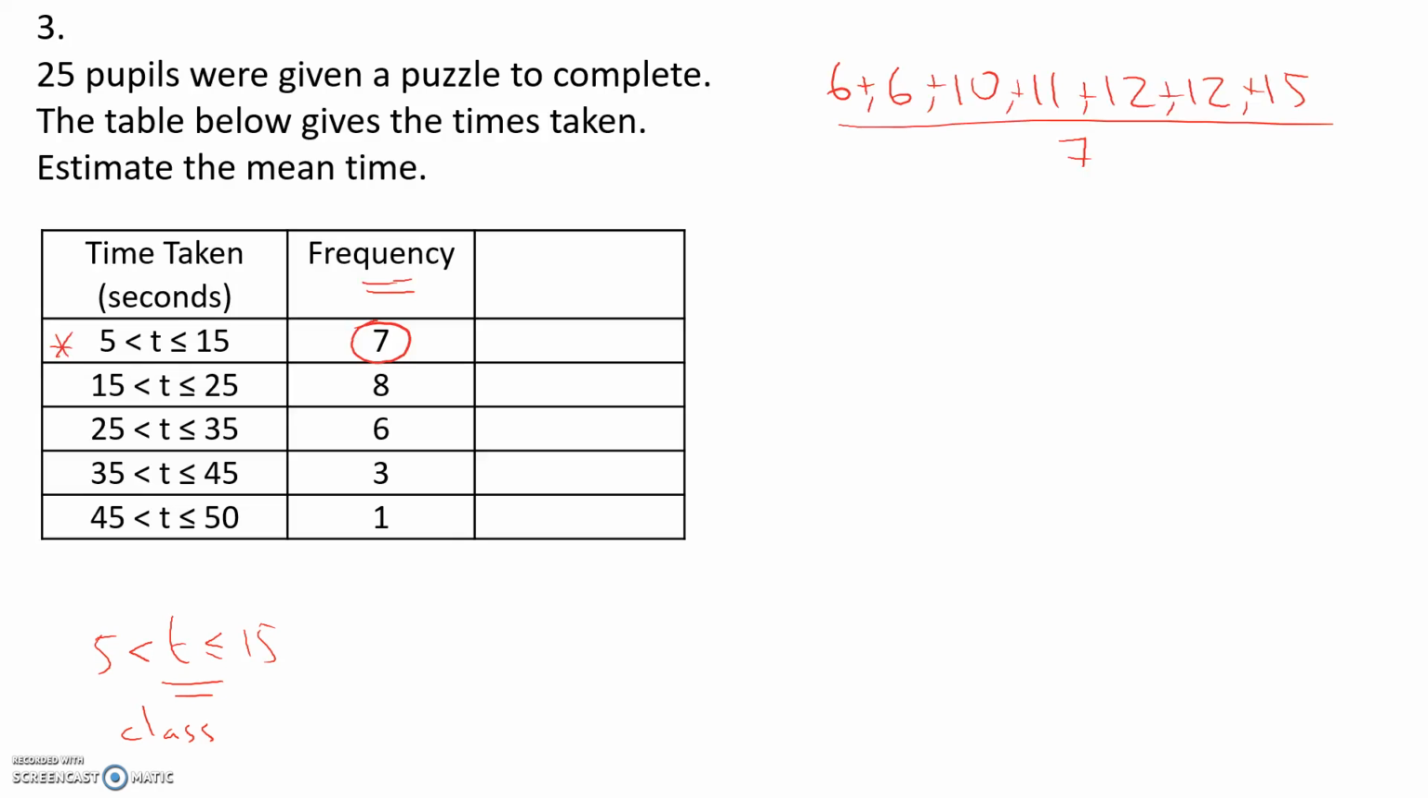But we don't know any of the exact times. So we need to rethink. Well, we know that 7 of the times are within that range, and it wouldn't make much sense to guess that those 7 times were all 5 seconds, because that's the minimum in the range. Actually, it'd have to be 5 point something, wouldn't it? Not exactly 5. Equally, it wouldn't make much sense to assume that they were all 15 seconds. So what would it make sense to assume? Well, it would make sense to assume that those 7 times are right on the midpoint, the average, between the 5 and the 15. And what's that? Well, it's 10.